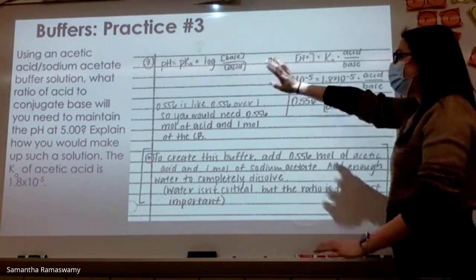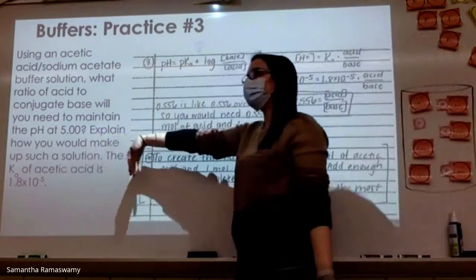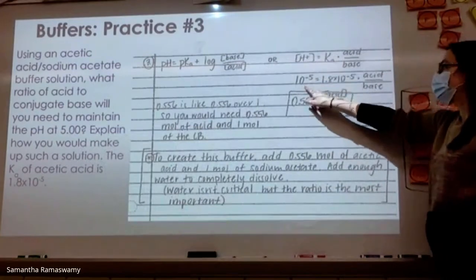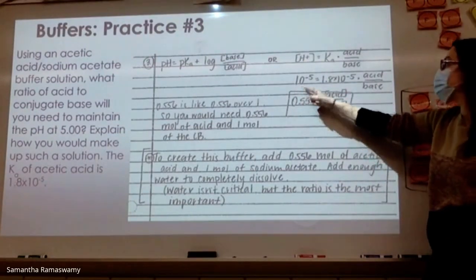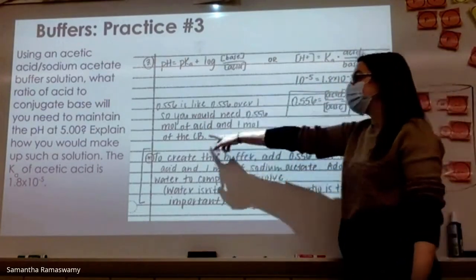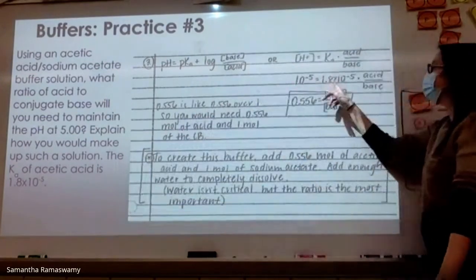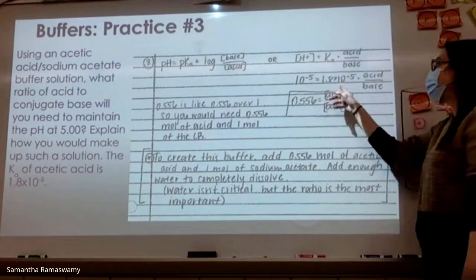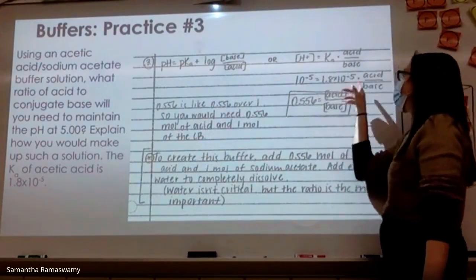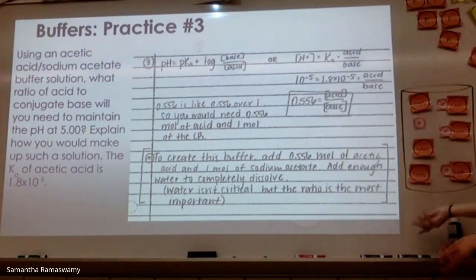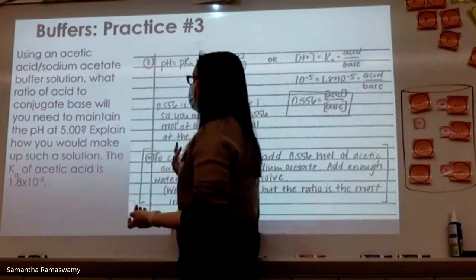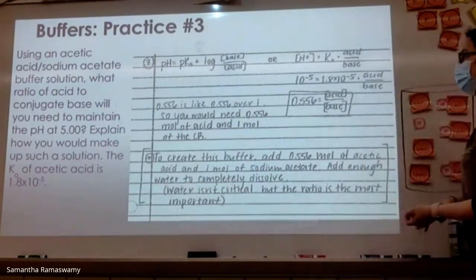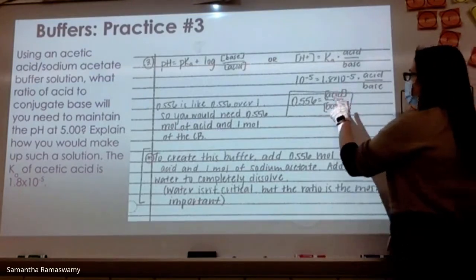Ka of acetic acid they gave us. And so what I did is I divided to solve for the ratio of acid to base, because the first question asked what ratio of acid to conjugate base you would need. When I solved for acid over base, I got 0.556. And so 0.556 is like 0.556 over 1.